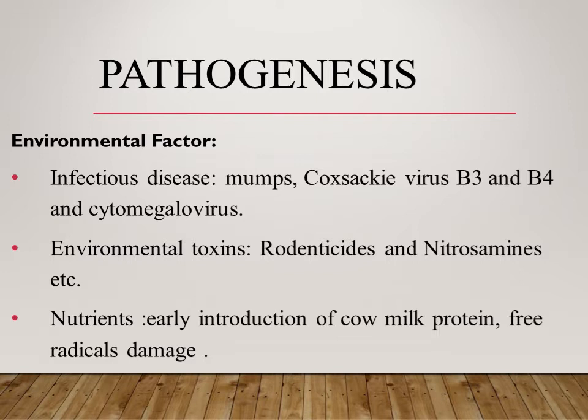Now pathogenesis. First one is the environmental factor. Infectious diseases such as mumps, Coxsackie virus B3, B4 and cytomegalovirus play an important role. Environmental toxins such as rodenticides and nitrosamine, etc. Nutrients, early introduction of cow milk protein, free radical changes or damage play an important role in the environmental.